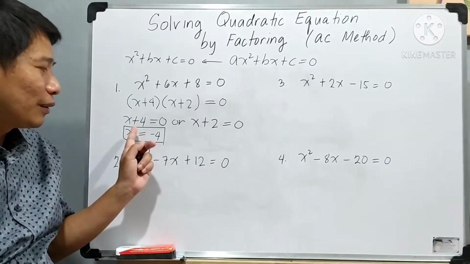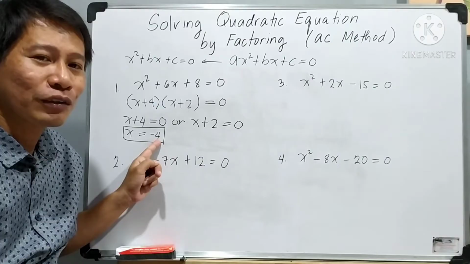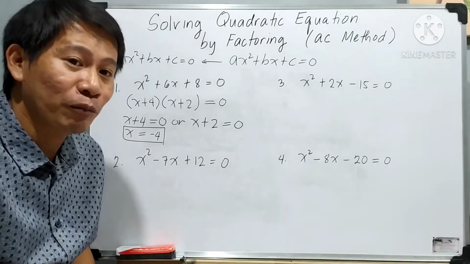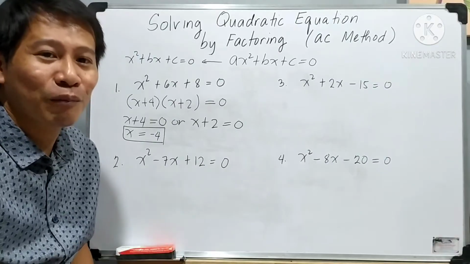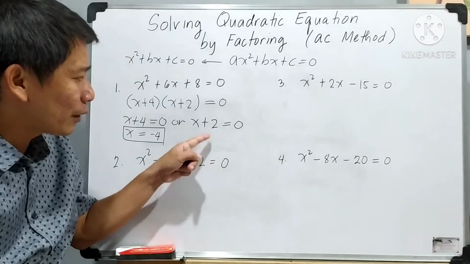So, transpose lang yung positive 4 sa kabila. Pero, ang transposition kasi ay method. But it's an application of addition property of equality or the subtraction property of equality. So, ganun din ang gawin nyo sa pangalawang factor.